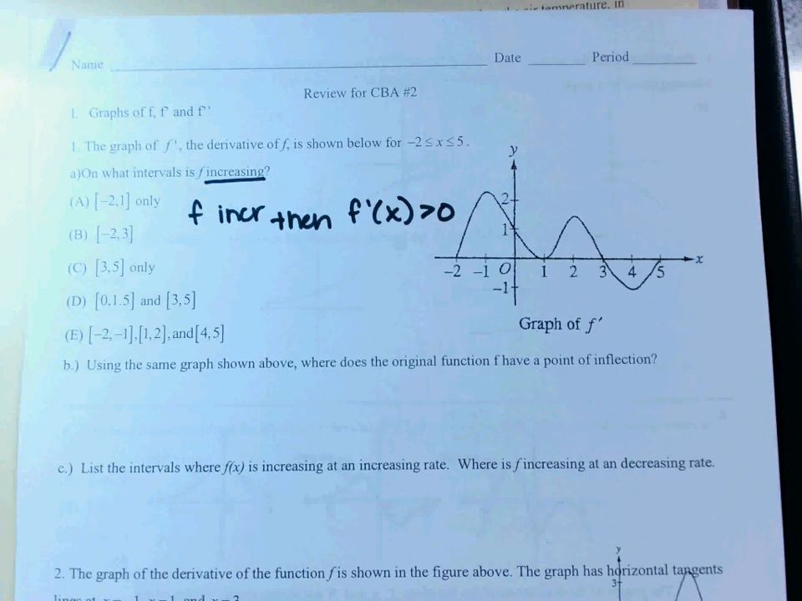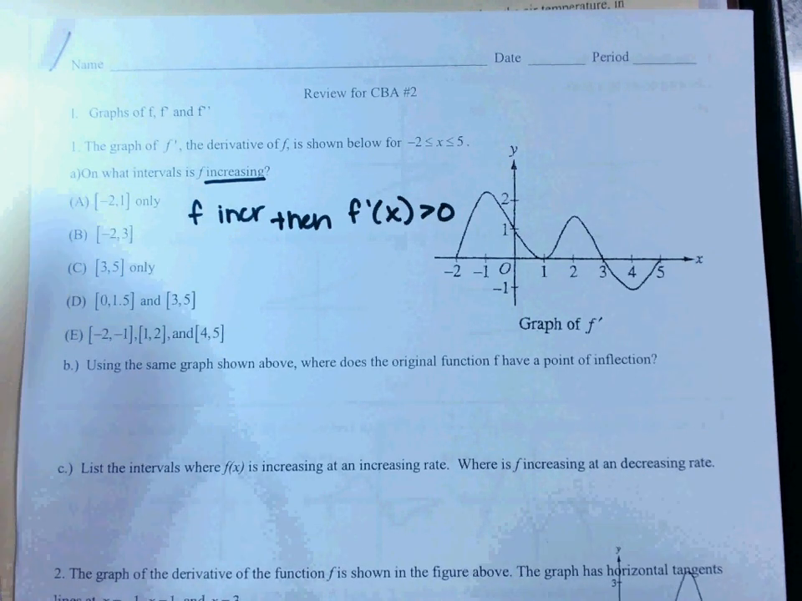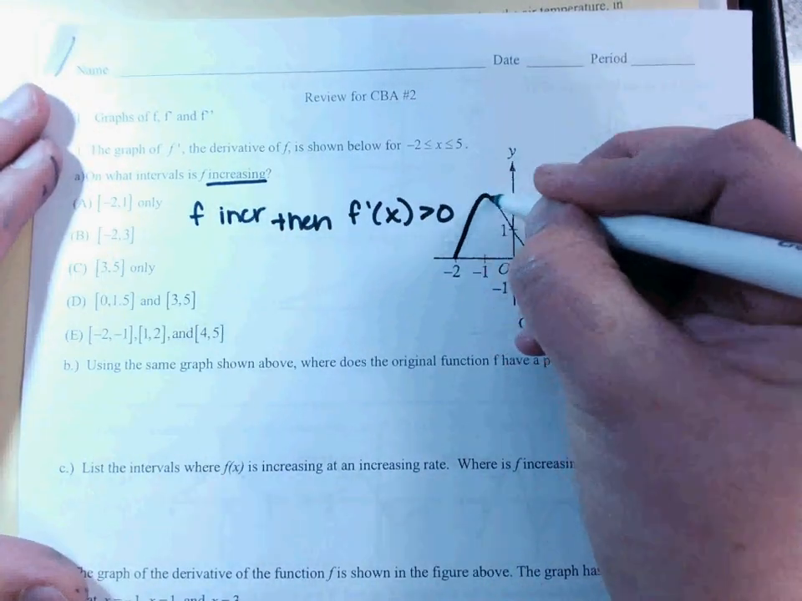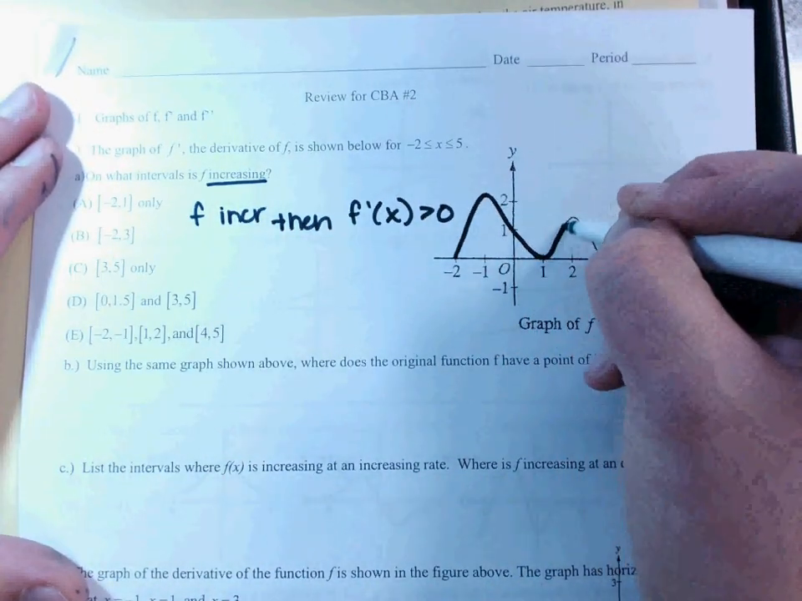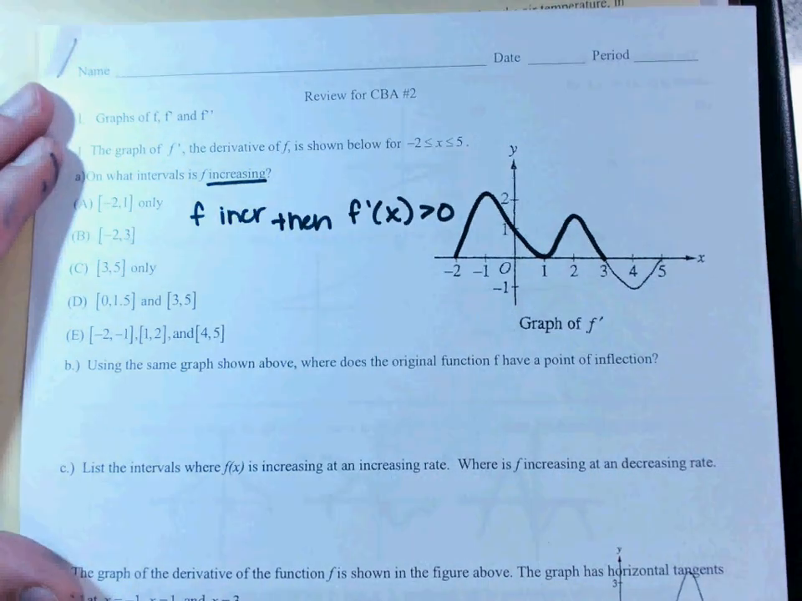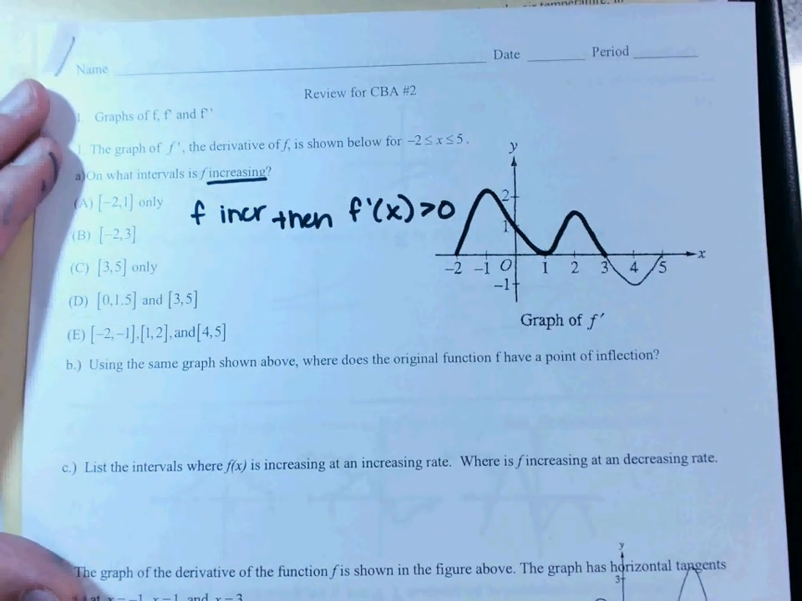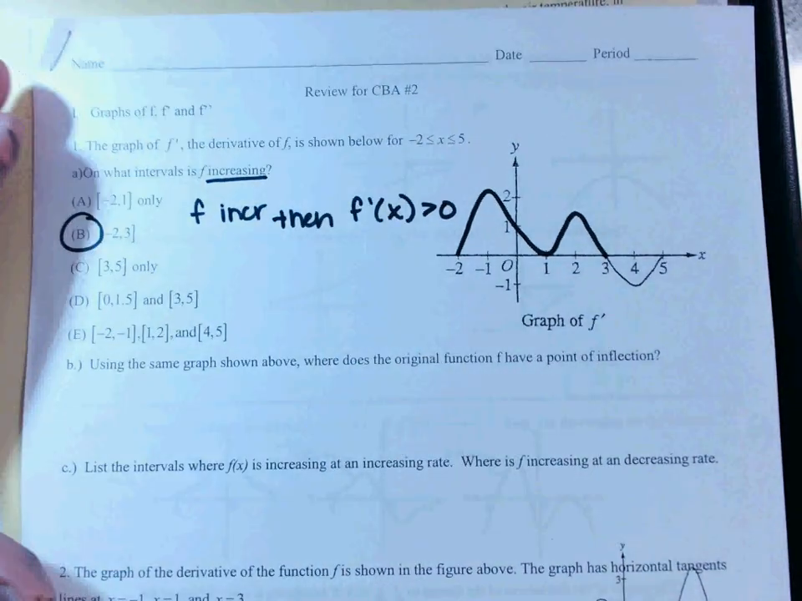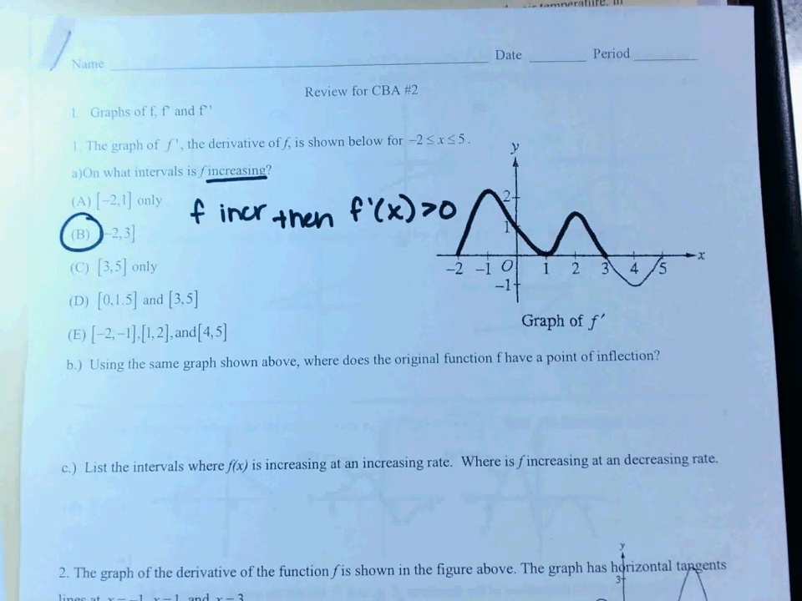For F to be increasing, F prime has to be positive, which I think somebody said it has to be above. That's perfect. So look at your graph. When is it above the x-axis? -2 till 1, and then again till 3. So it'd be answer choice B. Now, could they break it up and put a union? Sure, but they don't have to. You don't have to, but they probably won't.